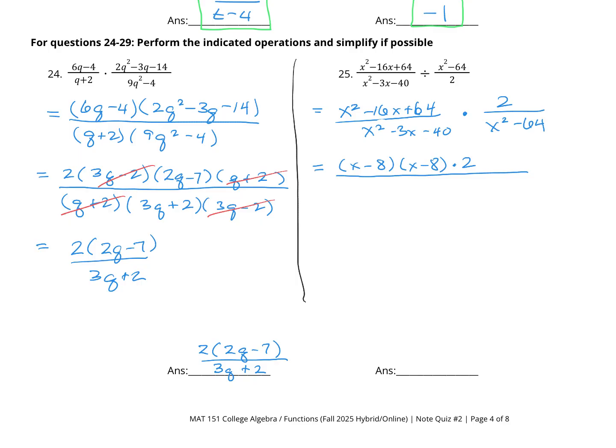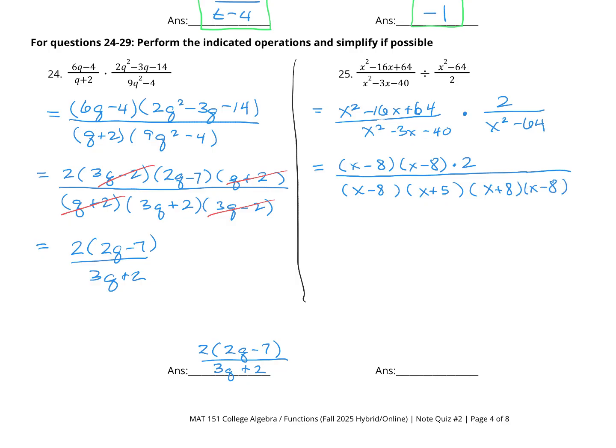Use reverse FOIL. Two numbers that multiply to make 40 and have a difference of 3. Well, I'm going to say that's x minus 8 and x plus 5. And then back there, the x squared minus 64 is the difference of squares. So that's x plus 8 and x minus 8.